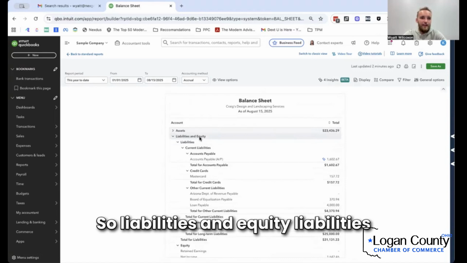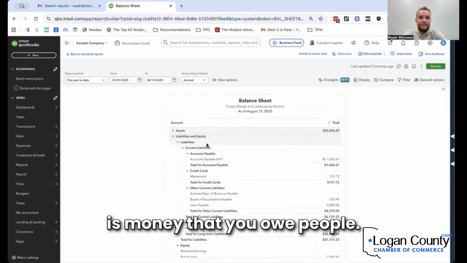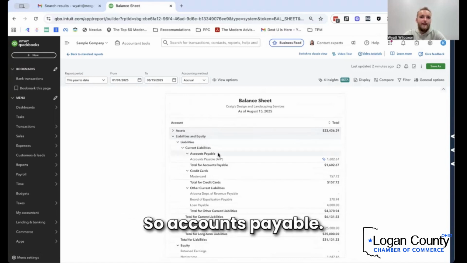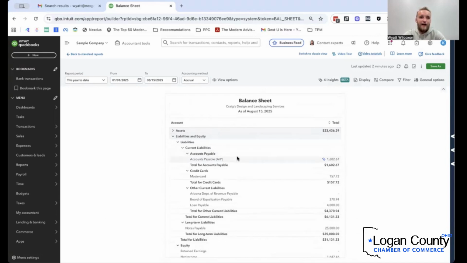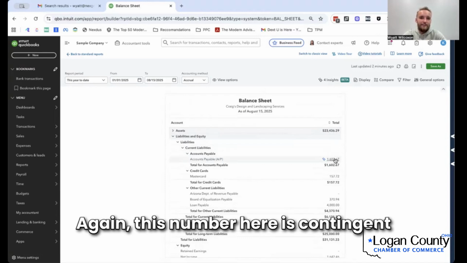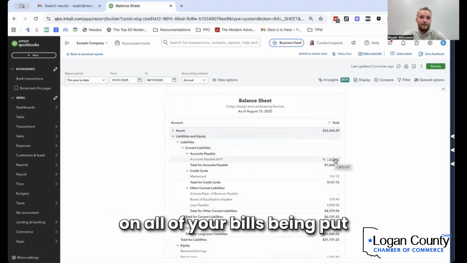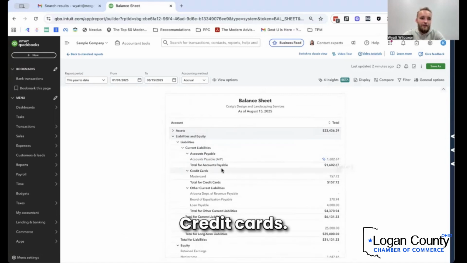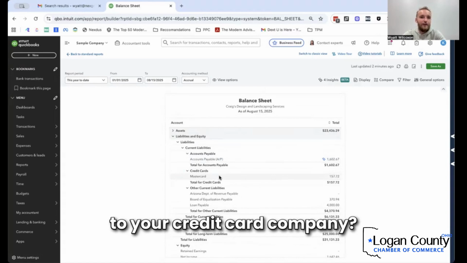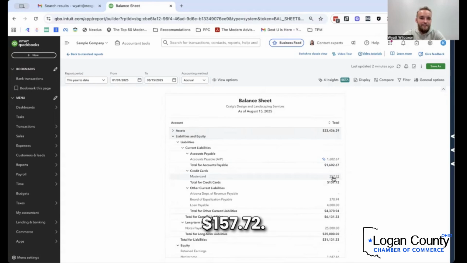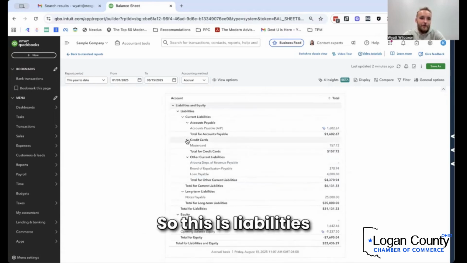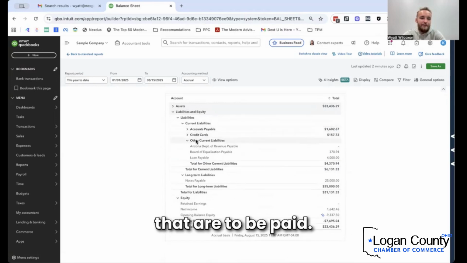So liabilities and equity. Liabilities is money that you owe people. So accounts payable, what vendors do you owe? What checks do you still need to cut? Again, this number here is contingent on all of your bills being put in QuickBooks for payment. Credit cards, how much money do you owe to your credit card company? It looks like the MasterCard is at $157.72.